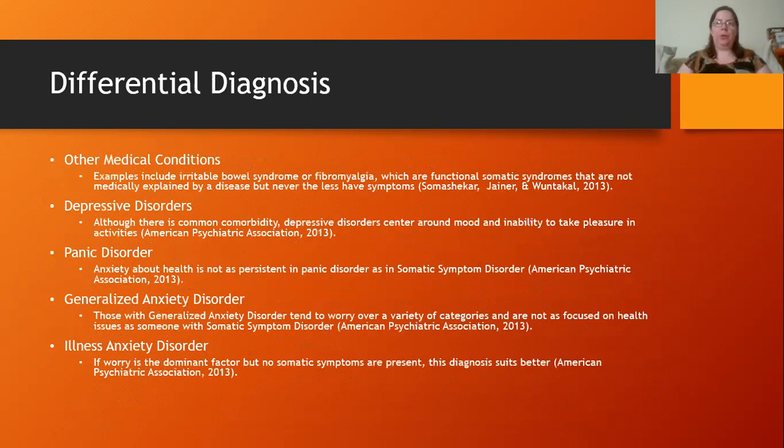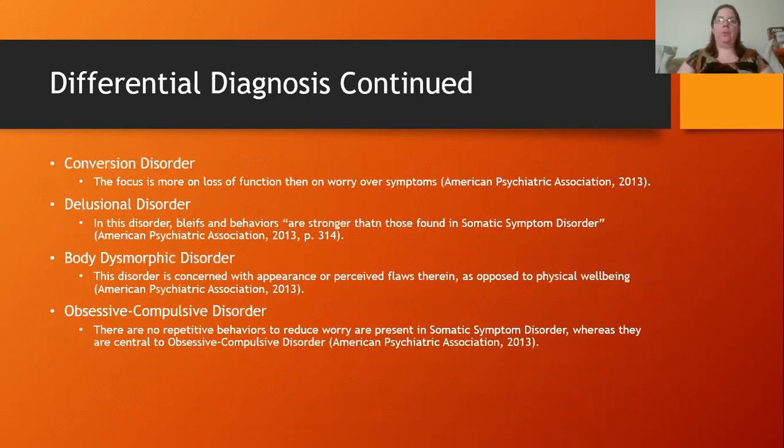Illness anxiety disorder is in the sort of cluster of somatic symptom disorders and related conditions. But if worry is the dominant factor and no somatic symptoms are present, this diagnosis is what you're going to want to go with. Conversion disorder is way more focused on a loss of function. I mentioned earlier loss of function in legs or paralysis. If this was the focus, it would be much more inclined toward conversion disorder.